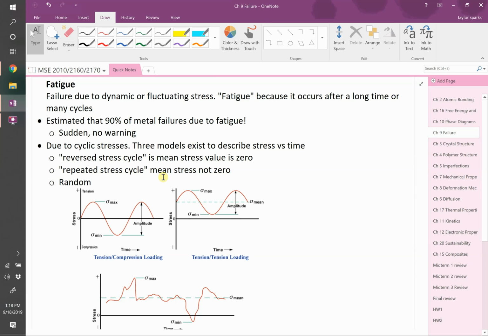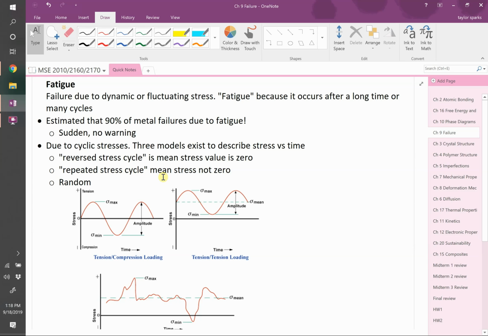So what's happening here, right? So fatigue always has to do with this idea of cyclic loading. If it's under a constant load and it fails, it's a different mechanism. That's creep, which we'll talk about later, right? This is cyclic loading. So what can cyclic loading come from?